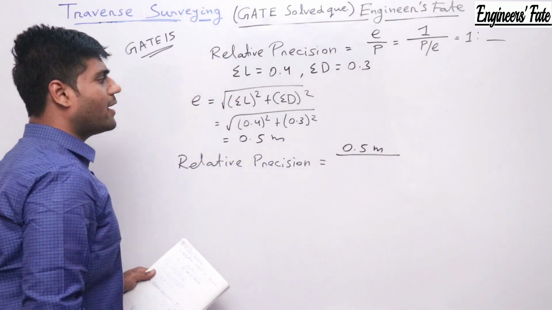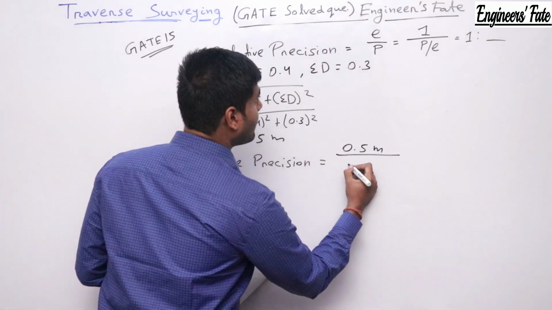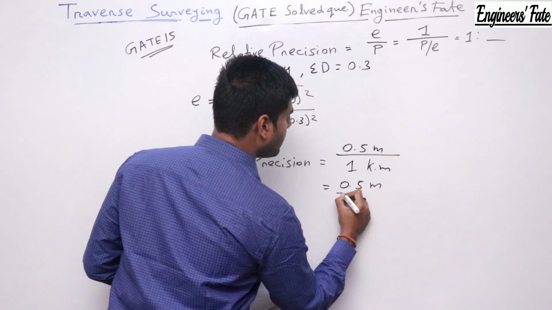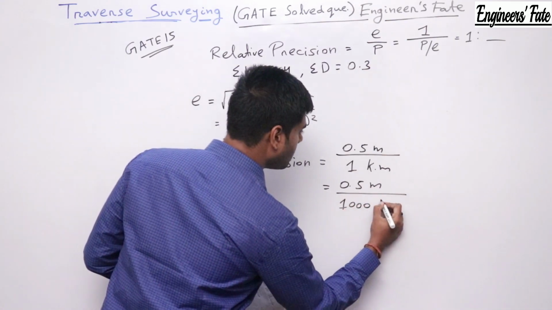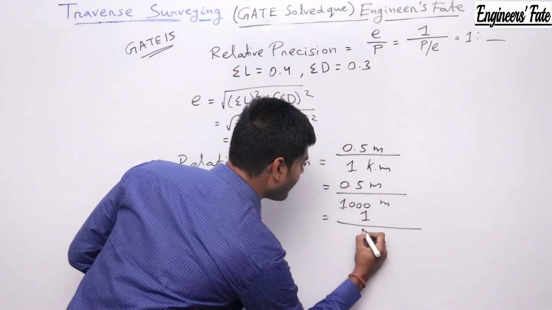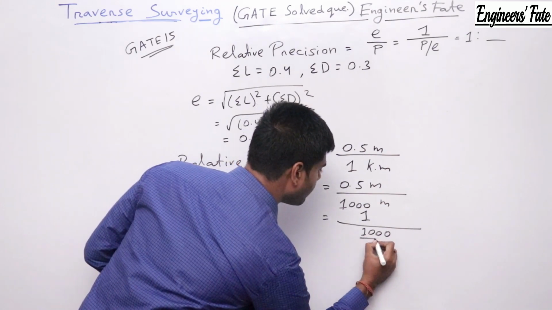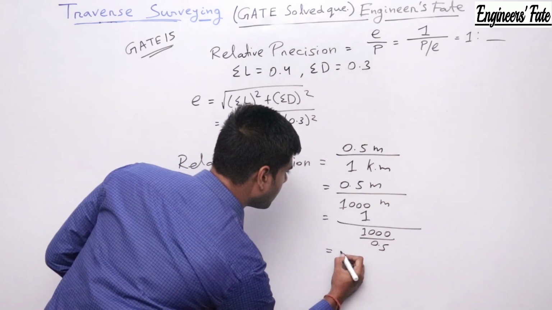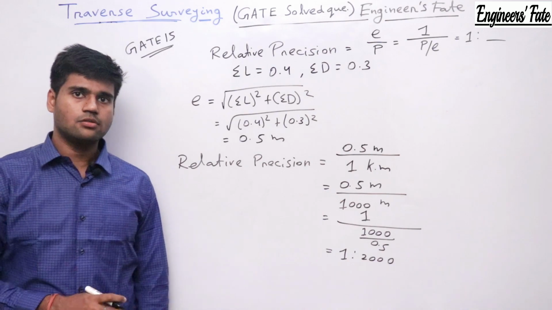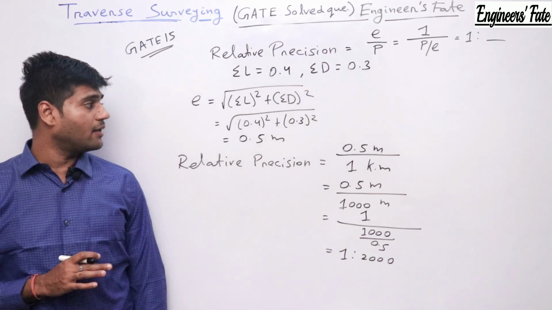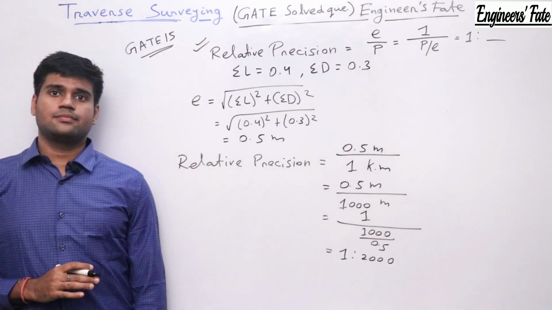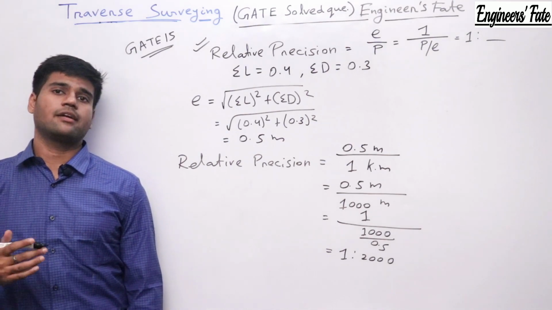So what is the value of perimeter? Perimeter in the question is given as 1 kilometer. So now I have to convert: 1 kilometer is 1000 meter. So if I have to denote 1 in something, I'll write it as 1 divided by 1000 divided by 0.5, and this will come as 1 is to 2000. So this is the answer. I hope you understood this, and you just have to remember this formula of relative precision. Please make a note and try the next GATE question.